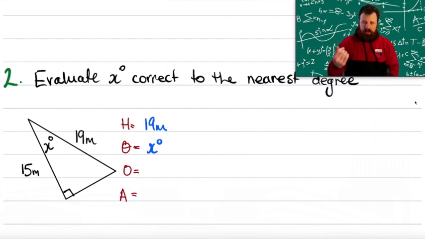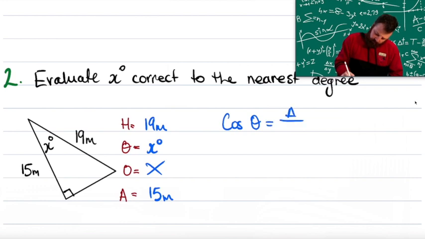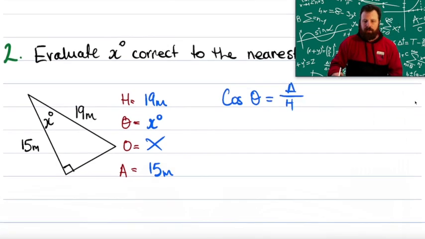Our opposite side, the side on the other side of the triangle to our reference angle, well, there's nothing there, so we'll scrap that, it's not there. And the adjacent side, the leftover side, well, it's 15 meters. So thinking back to our trig ratios, what deals with hypotenuse and the adjacent? Well, that's cosine. So cosine of theta is equal to the adjacent over the hypotenuse.